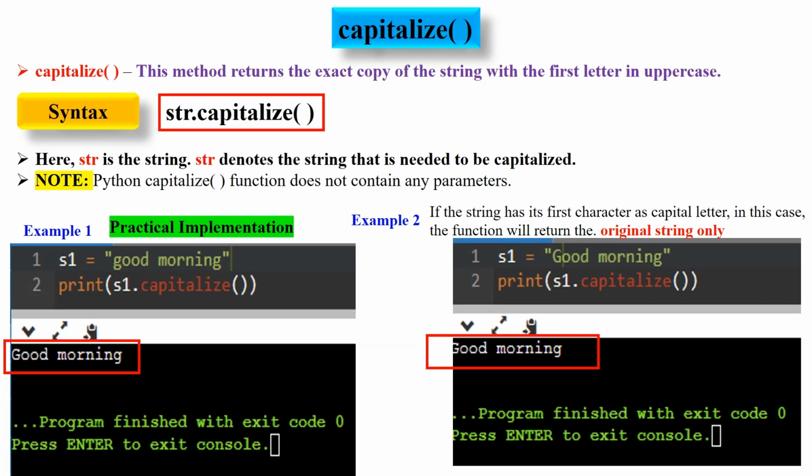Now look at example 2. One important thing to note is that if the string has its first character as a capital letter, in this case, the function will return the original string only. So, in the string Good morning, the first letter is already capitalized. So the output returns the original string only. You can check the output on the console.